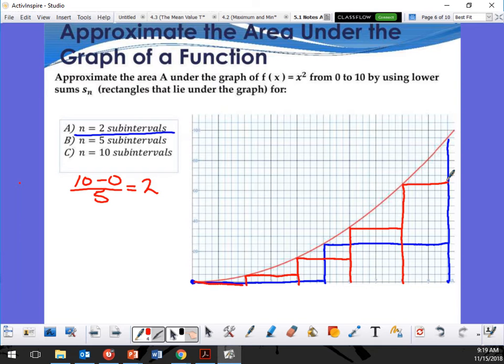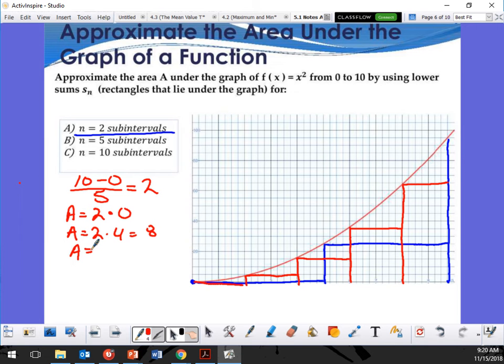All right, so to figure out the y values, all I have to do is plug in the x values. So the area of the first one is my width, which is 2, times the height. What's the height of my first one? 0. Very good. Area of my second one is 2 times, what's the height? 4. That's 2 squared, so it's going to be 4, which gives me 8.